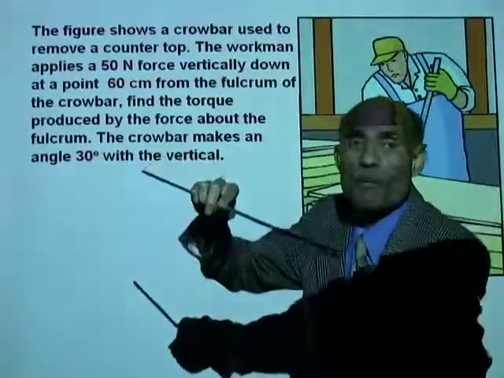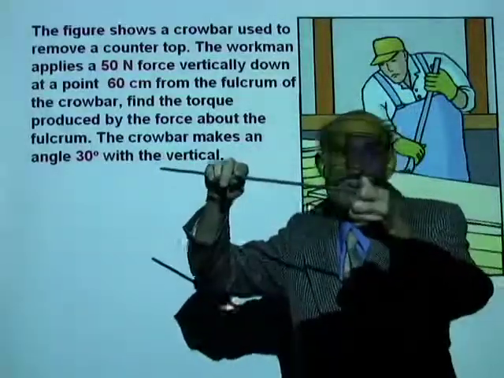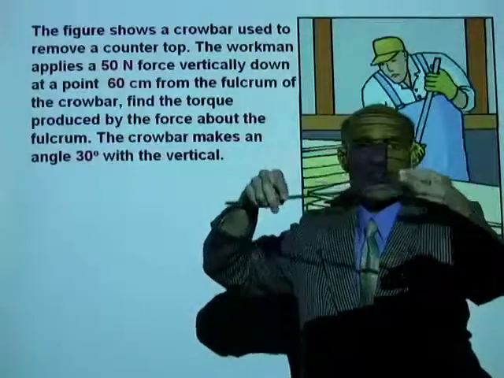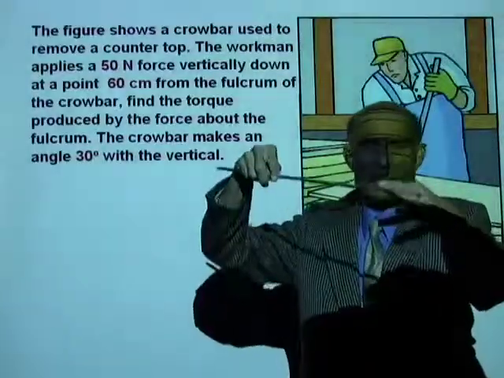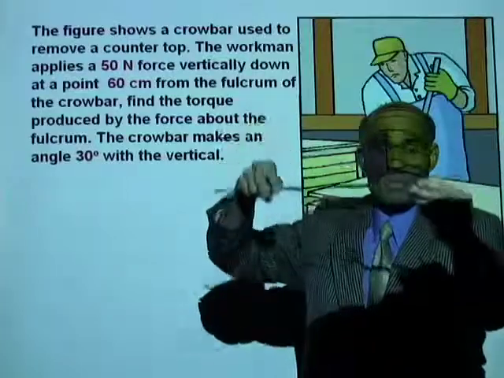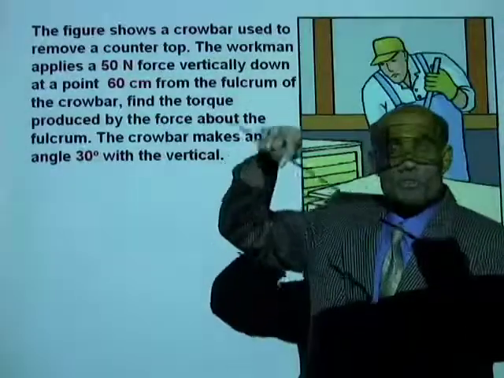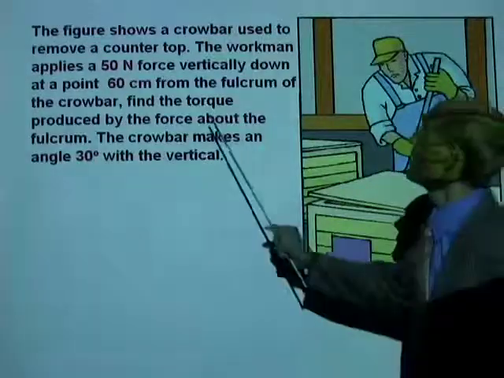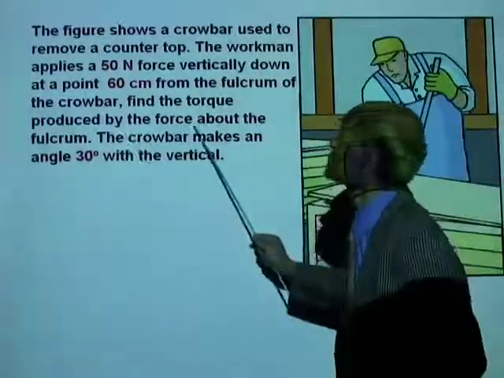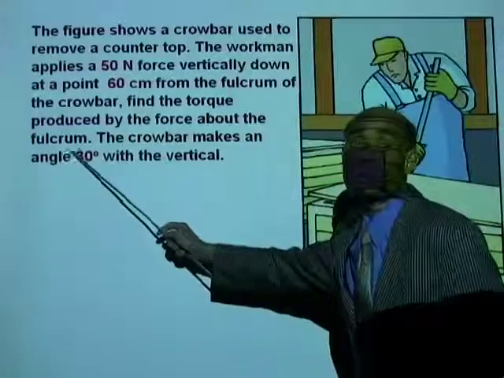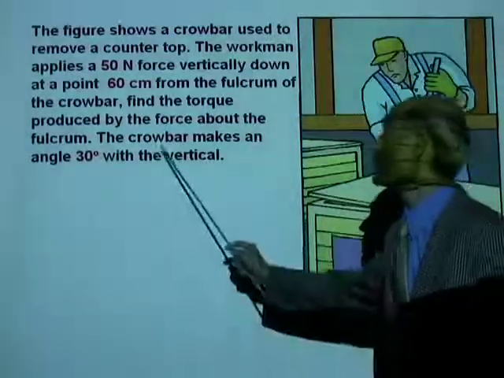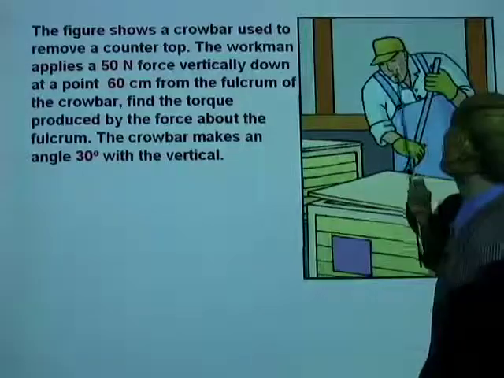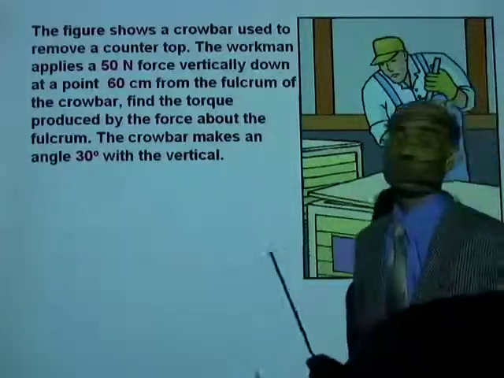Fulcrum is the point about which the rotation takes place. Now, if you insert it there and move it, this is the fulcrum. The fulcrum is the point about which the rotation takes place. Find the torque produced by the force about the fulcrum. The crowbar makes an angle of 30 degrees with the vertical.